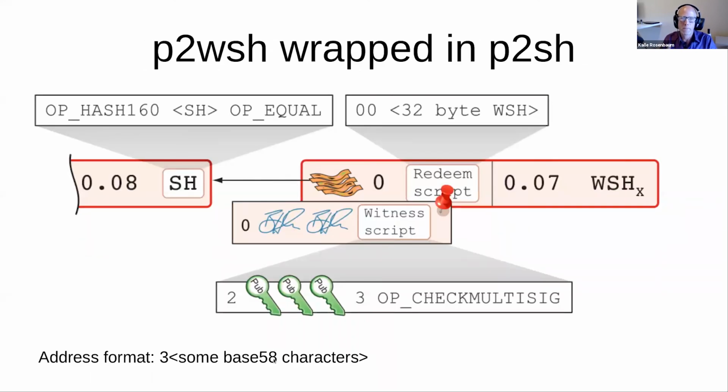And then you have pay to witness script hash wrapped in pay to script hash. So this is the other kind of compatibility layer. The output is still a pay to script hash address, and the redeem script must match this script hash here. And this witness script hash here must match the witness script down here. And then you have some input that must satisfy this witness script. And these are also 3 addresses. Whew.